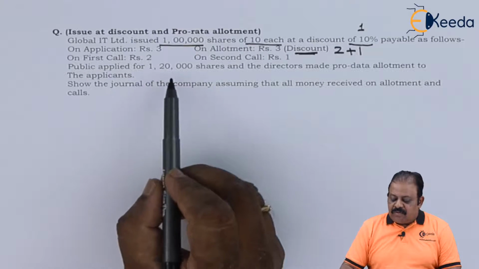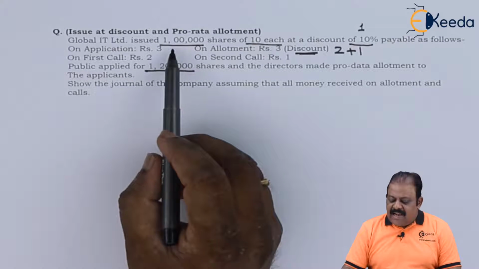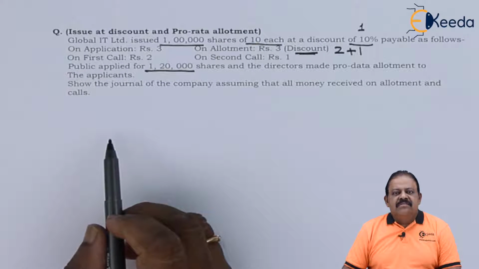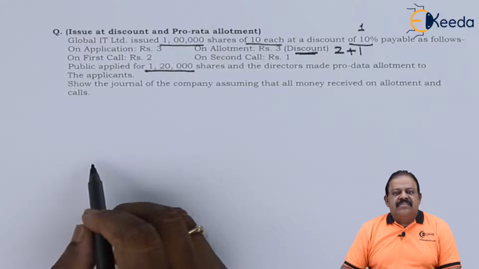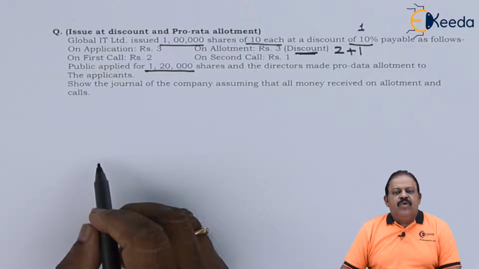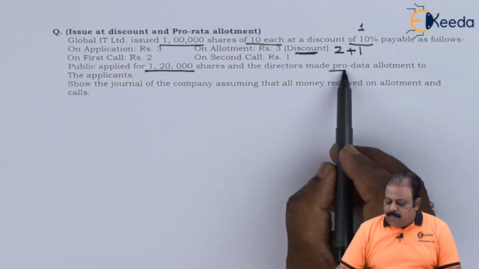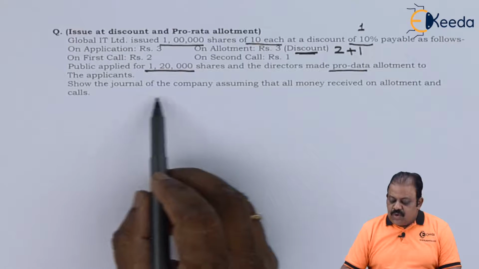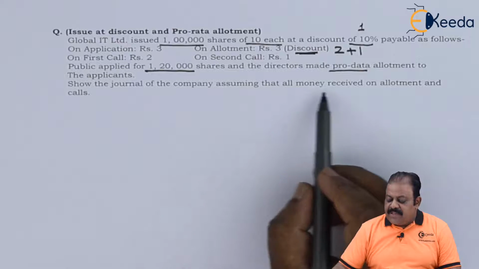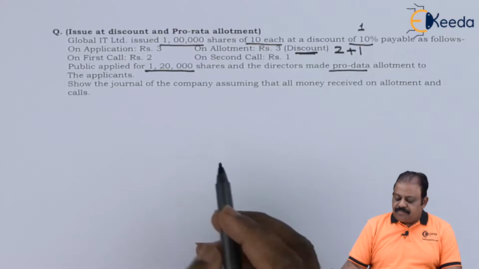Public applied for 1,20,000 shares. Here the size of the issue is 1 lakh shares, whereas applications have been received for 1,20,000 shares. So this is a case of oversubscription. The directors made pro rata allotment to the applicants. Show journal of the company, assuming that all money is received on allotment and calls.